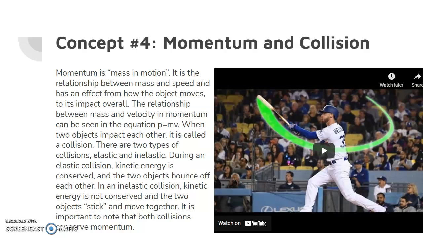There are two main types of collisions, elastic and inelastic. During an elastic collision, kinetic energy is conserved and the two objects bounce off each other. In an inelastic collision, kinetic energy is not conserved and the two objects stick and move together. It is important to note that both collisions conserve momentum. So this is an example of momentum and collisions in baseball.